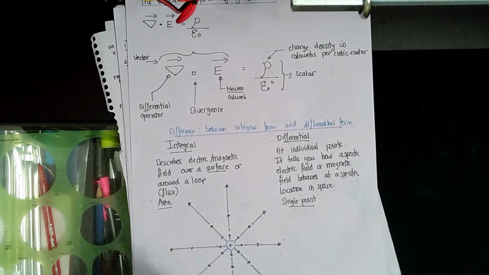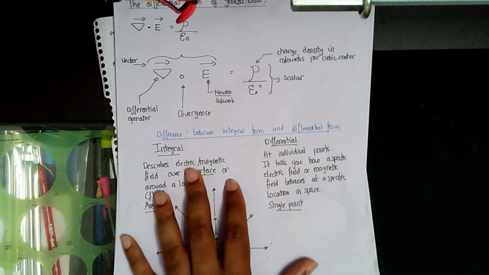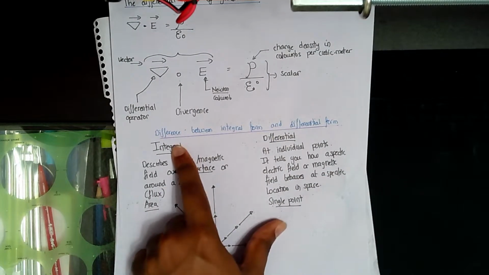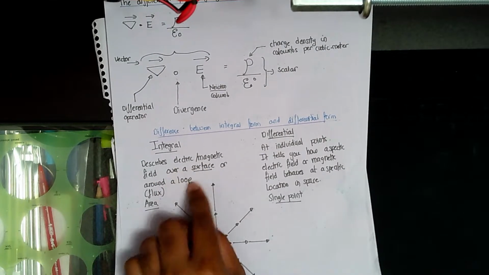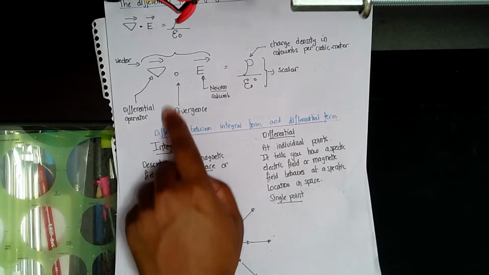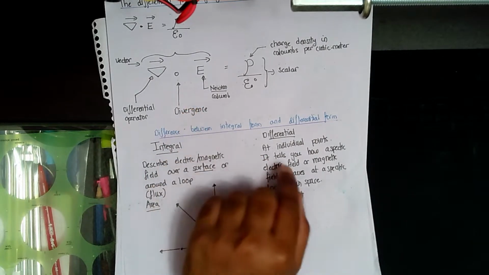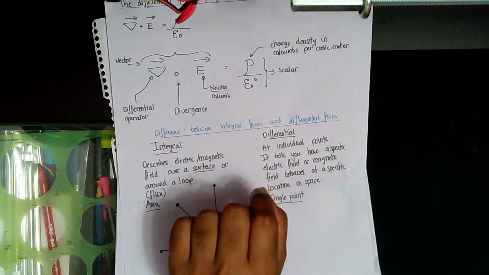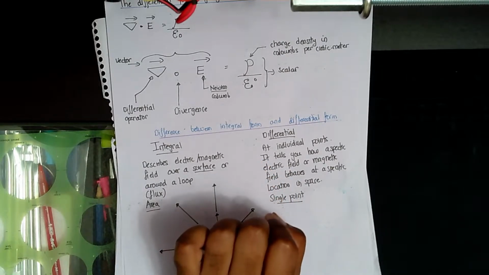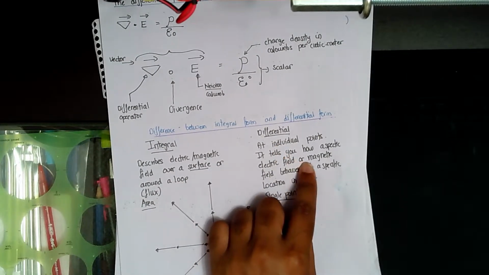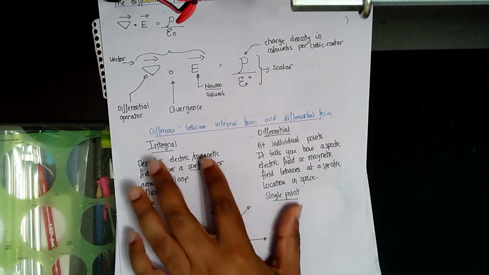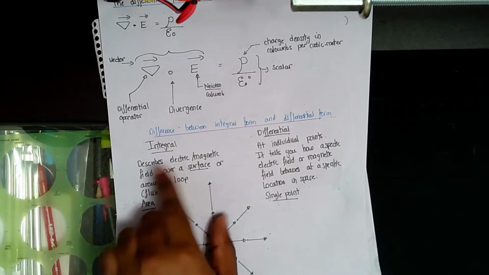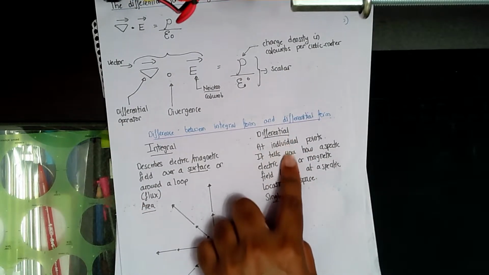Once we understand this intuitively, we'll be able to understand what the equations are really trying to tell us. The integral form describes the electric or magnetic field over a surface or around a loop, so that's talking about a surface area. Whereas the differential form talks about the instance, an individual point. It tells you how a specific electric or magnetic field behaves at a specific location in space. So the integral form is around an area, whereas the differential form is around a single point.